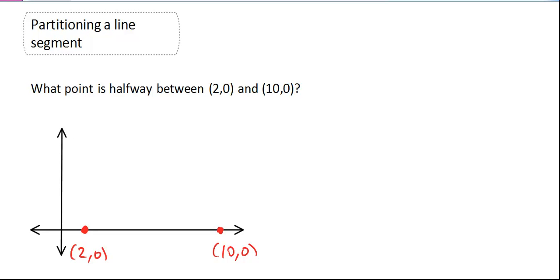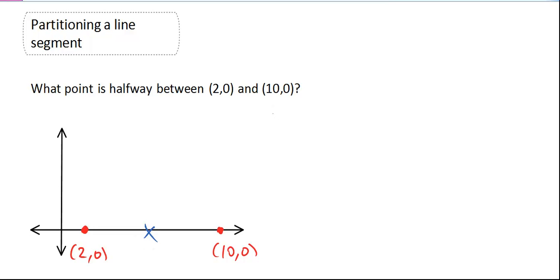Hello, welcome back. We are going to discuss how to partition a line segment today, which obviously means how to divide one. First we're going to talk about how to find the midpoint. Of course, that's the point that's halfway between 2 points. So if we have these 2 points, (2, 0) and (10, 0), most of you, I hope, already have the answer in your head, because we can surely find a number that's halfway between 2 and 10.